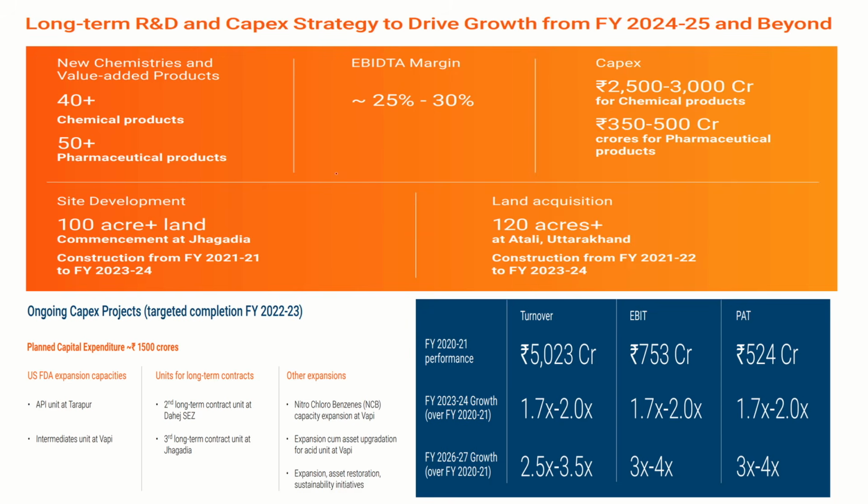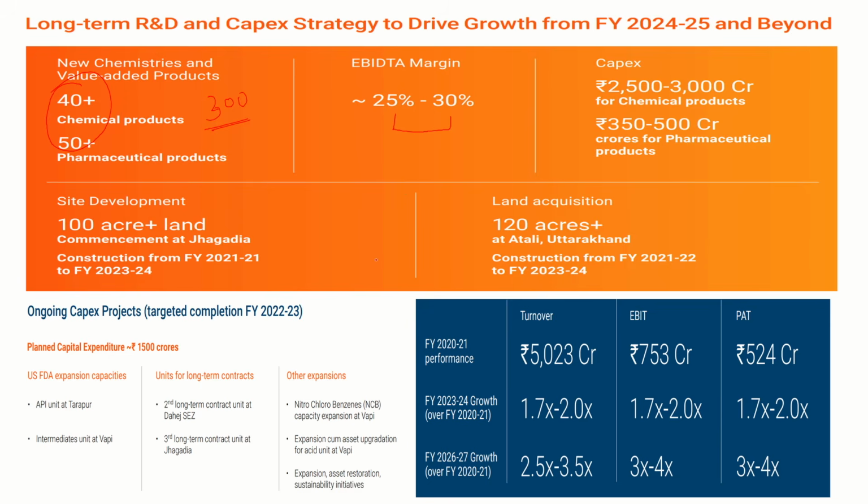See, currently their product portfolio is around 200 products. Now they are saying we'll be adding 90 more products. That is, we'll be offering in future around 300 products. Our EBITDA margins for these products are going to be around 25 to 30%, and this is huge.